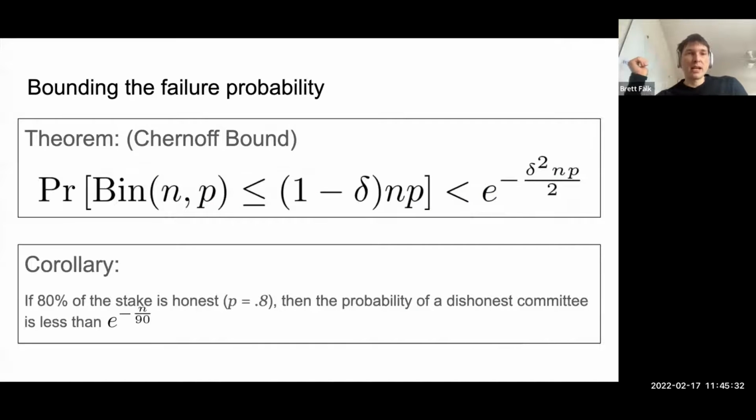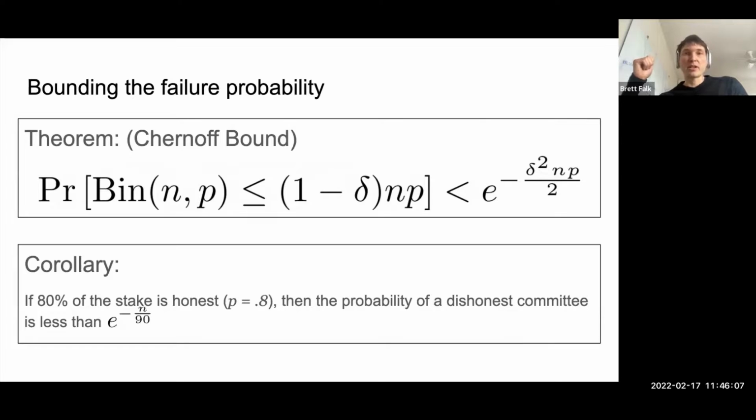And you can get a nice bound if you just take the Chernoff bound: the probability that a binomial, where you select n people with probability p, is more than a 1 minus delta fraction away from your expectation decreases exponentially in the committee size n. And so in this case, if 80% of the stake is honest, so P is 0.8, then the probability of a dishonest committee decreases like e to the minus n/90. This is an upper bound on this.